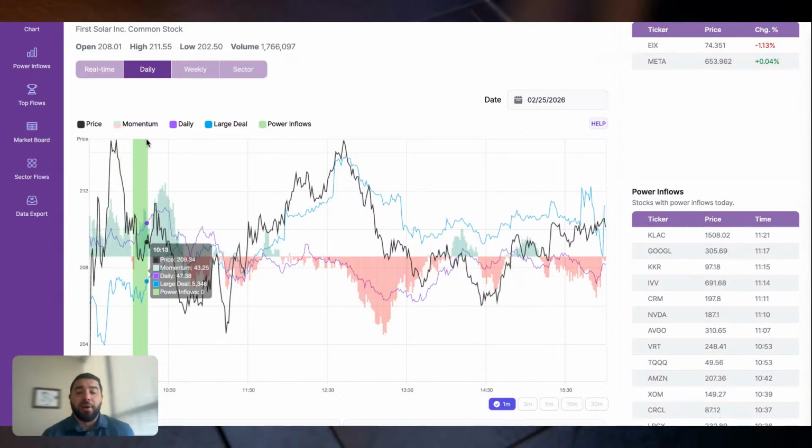But then our power inflow signal came in. You can see it came in a little after 10 a.m. Eastern time yesterday.